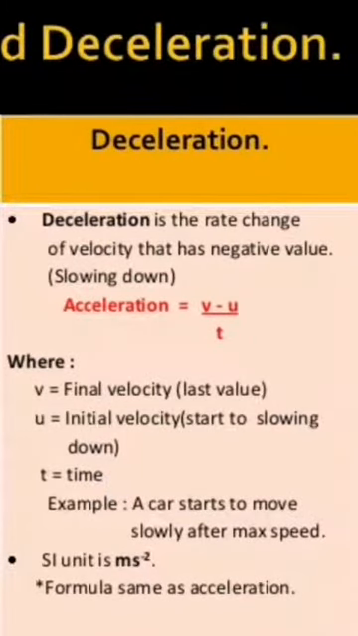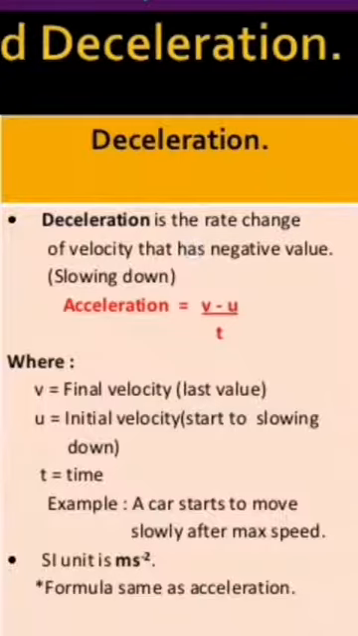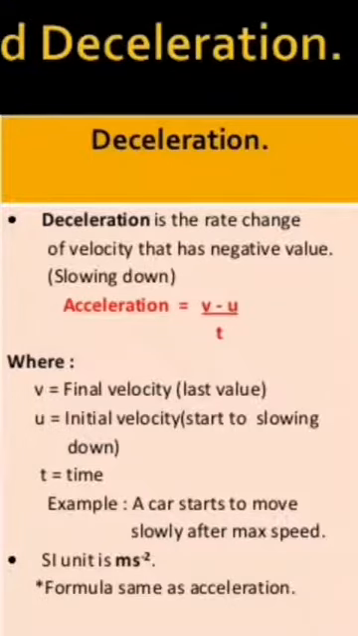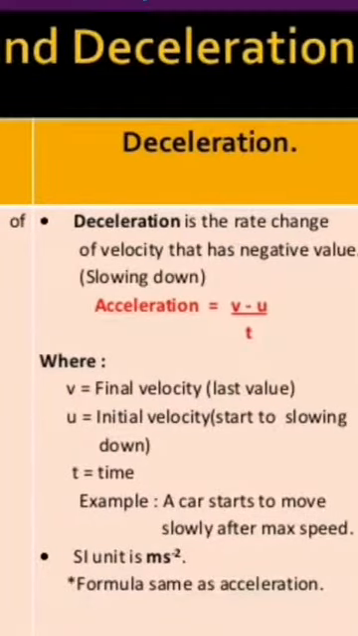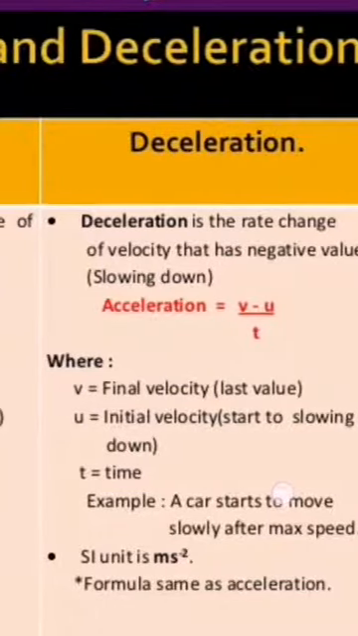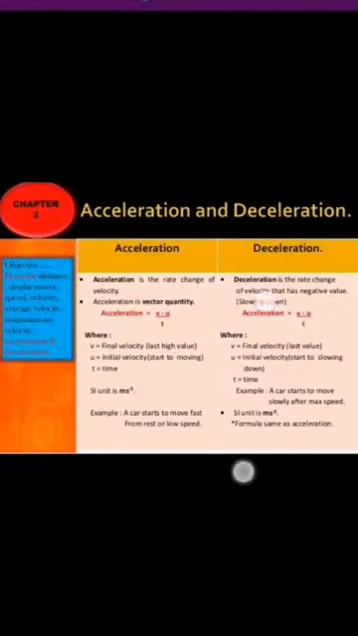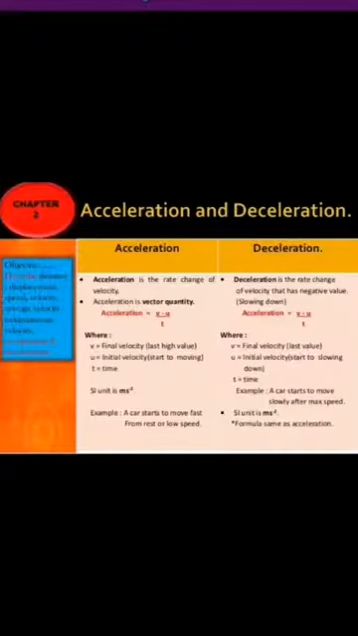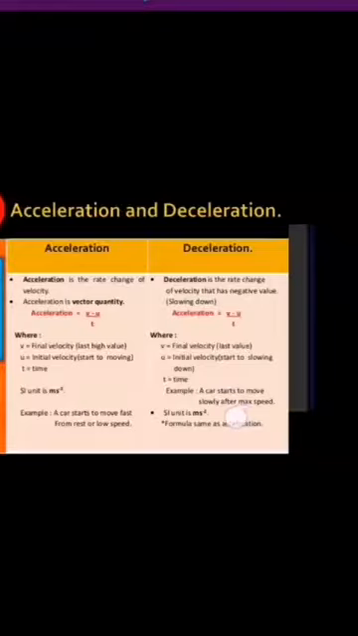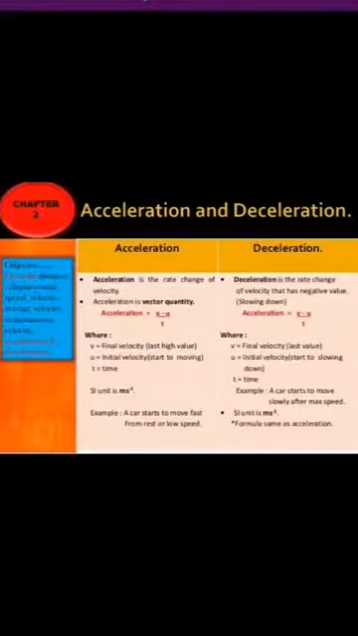Deceleration is the rate of change of velocity that has a negative value. It means that if the velocity of an object decreases, then the acceleration produced is called deceleration or negative acceleration. Acceleration is also equal to v minus u divided by t, where v is the final velocity, u is the initial velocity and t is the total time. For example, a car starts to move and slowly reaches maximum speed. SI unit is meter per second square. So this is negative acceleration, and this is all about acceleration.